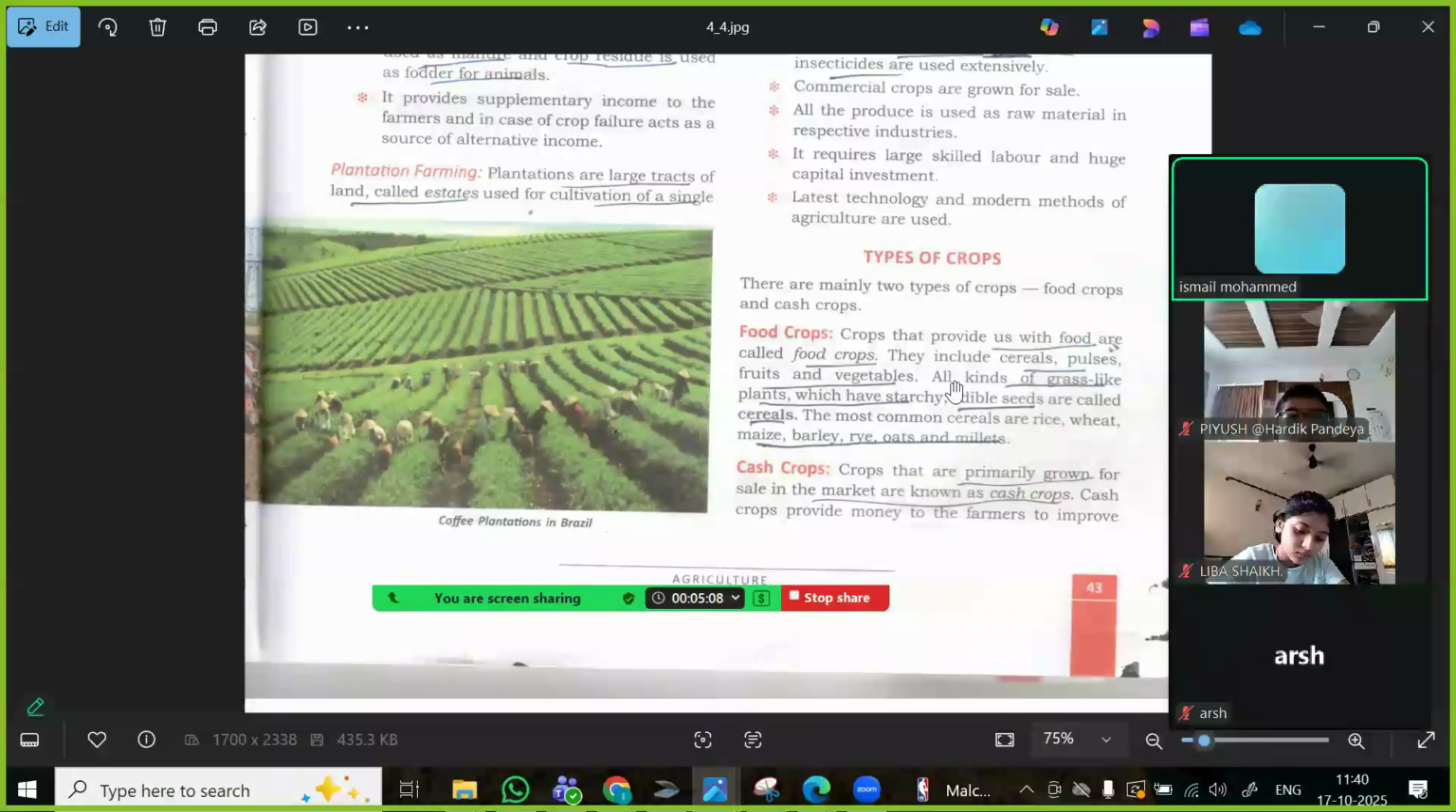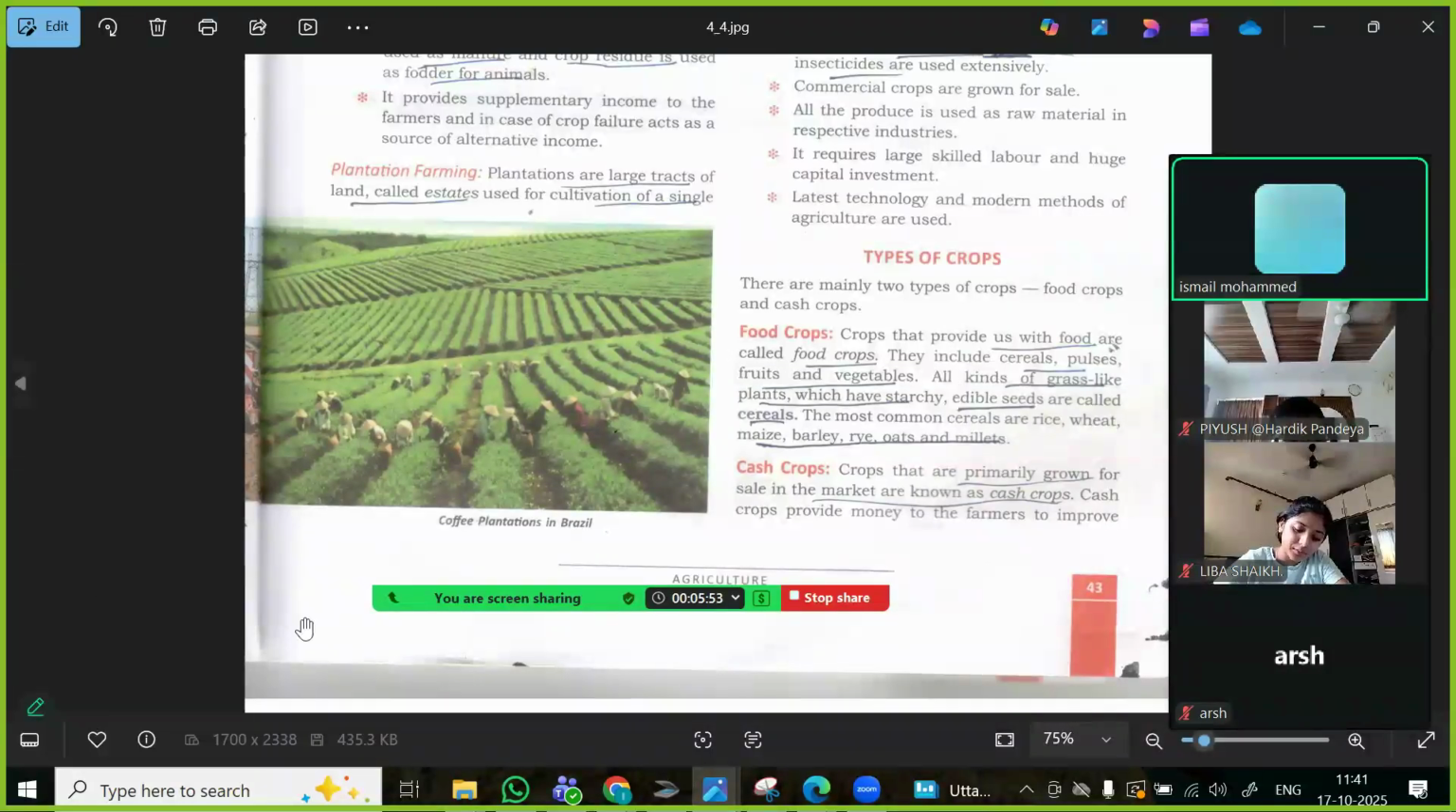Otherwise, if we grow crops mainly for sale, for commercial purposes, for profit or to earn money, they come under cash crops. It's not that we cannot eat cash crops. Some, like tea and coffee, we can eat and drink. They are grown on plantations, very large tracts of land, and sold to outside countries. Brazil is the largest producer of coffee in the world, and for tea, Sri Lanka is the largest producer, followed by India.